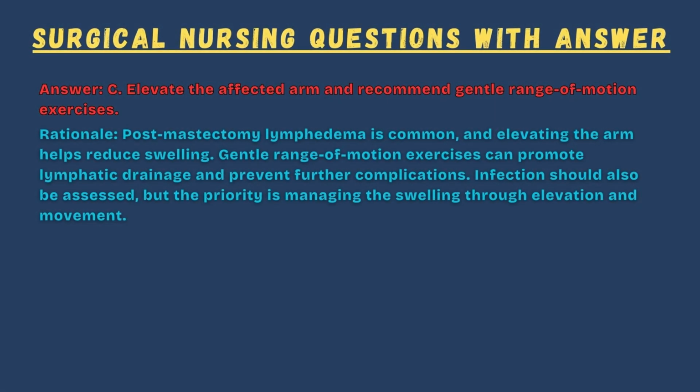Answer: C. Elevate the affected arm and recommend gentle range of motion exercises. Rationale: post-mastectomy lymphedema is common, and elevating the arm helps reduce swelling. Gentle range of motion exercises can promote lymphatic drainage and prevent further complications. Infection should also be assessed, but the priority is managing the swelling through elevation and movement.